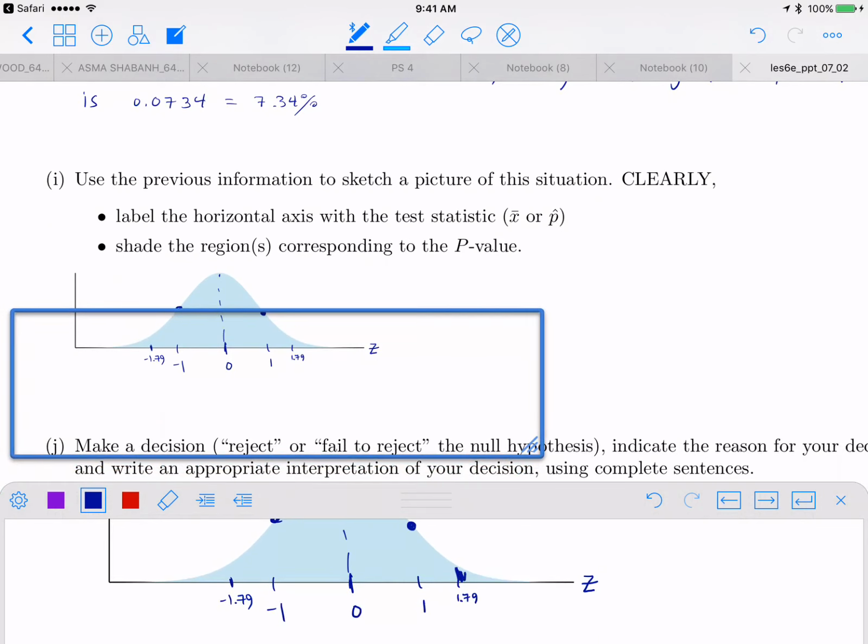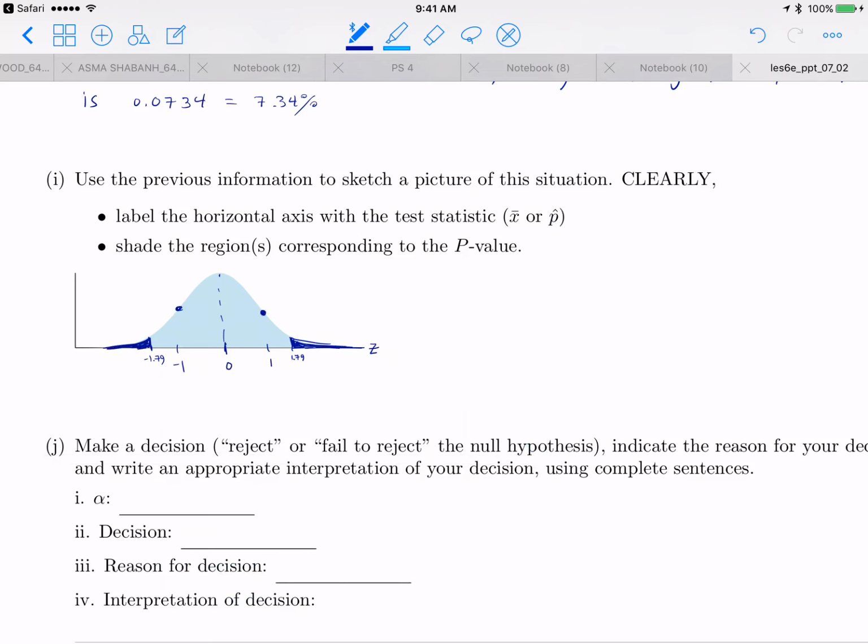And I need to shade to indicate that I'm doing a two-tailed test. So I'm just going to shade it here, and shade this left tail. Okay. So we shaded the regions corresponding to the p-value. And our test statistic is right there.